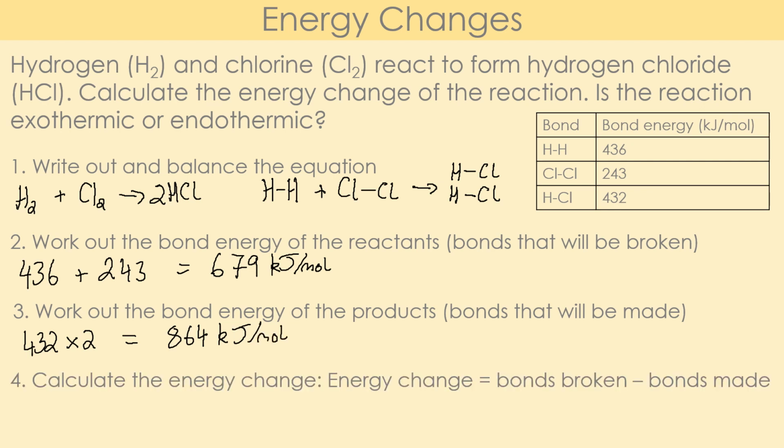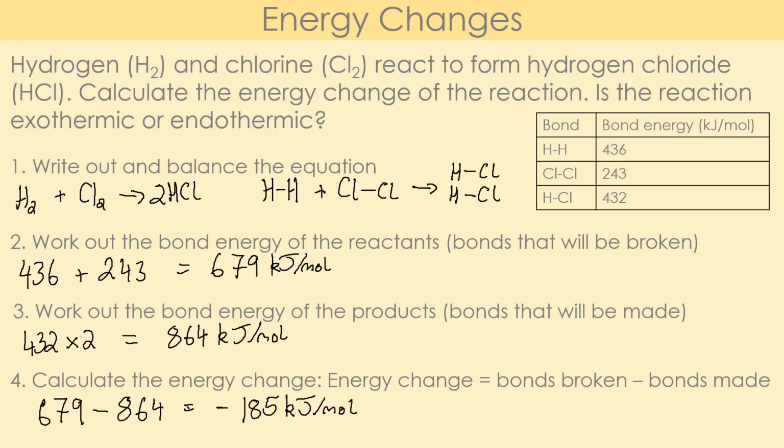My final part, this is to calculate the energy change. I do my bonds broken, take away the bonds made. So my bonds broken, my reactants, is 679. Take away the bonds made, we've got 864. So if I work out 679, take away 864, I get minus 185. My units, kilojoules per mole.